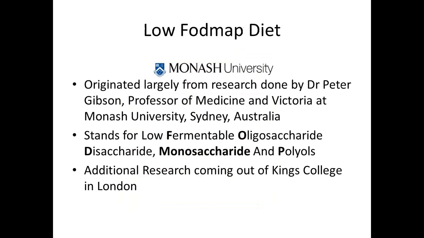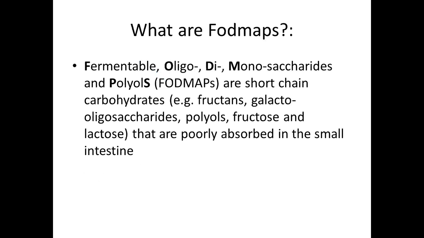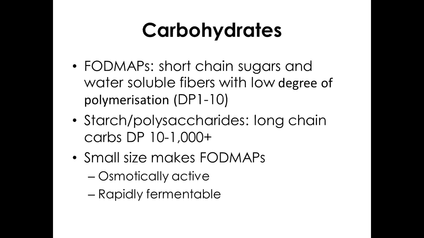So what is the low FODMAP diet? This is from Monash University in Australia. This is where it was developed. It stands for low fermentable oligosaccharide, disaccharide, monosaccharide, and polyols. So these are specific short-chain carbohydrates, for example, fructans and galactose oligosaccharides, polyols, fructose, and lactose, and they're poorly absorbed in the small intestine. Why are they poorly absorbed? Well, we seem to lack some of the digestive enzyme processes that digest these foods rapidly.